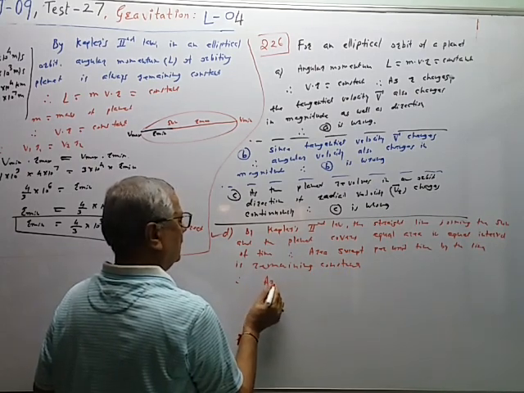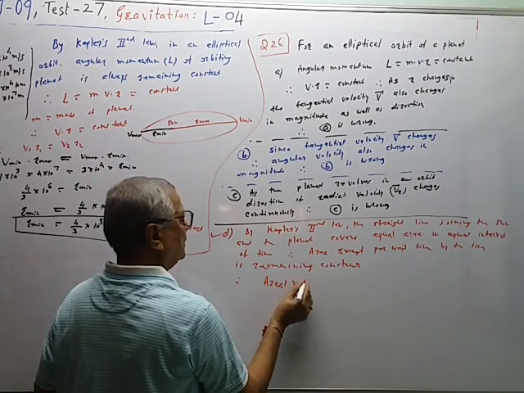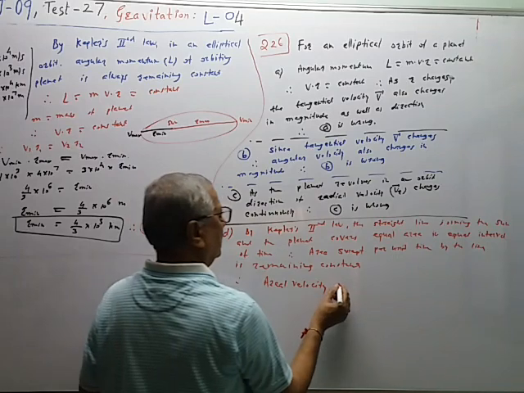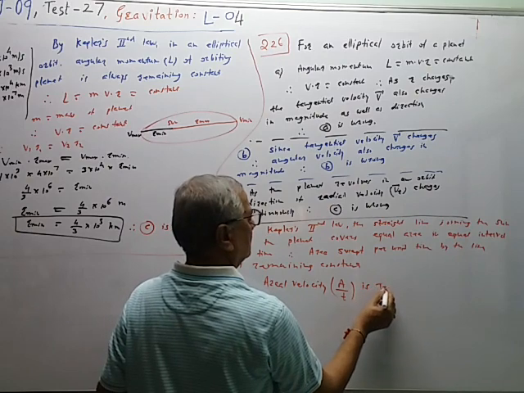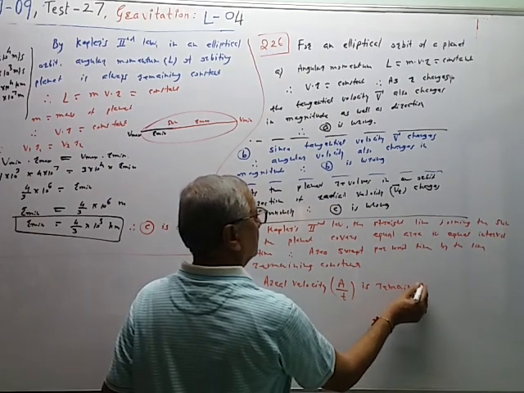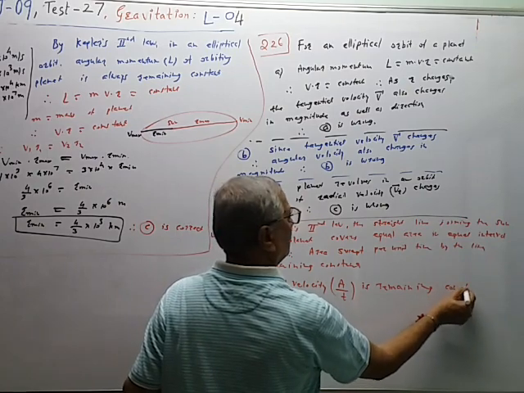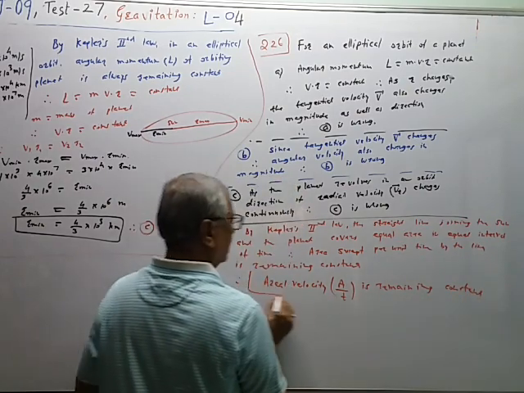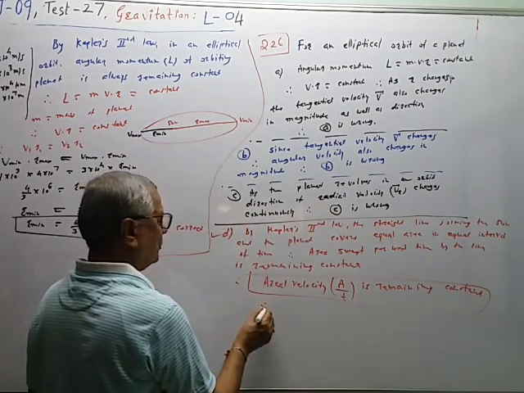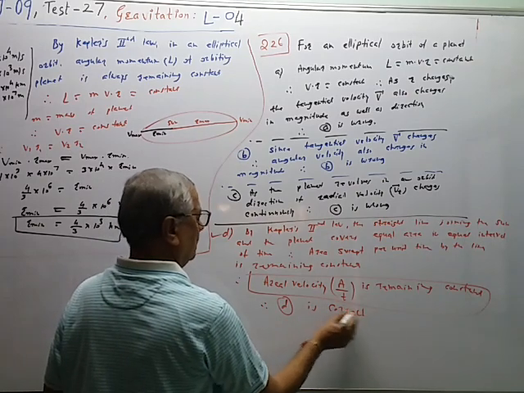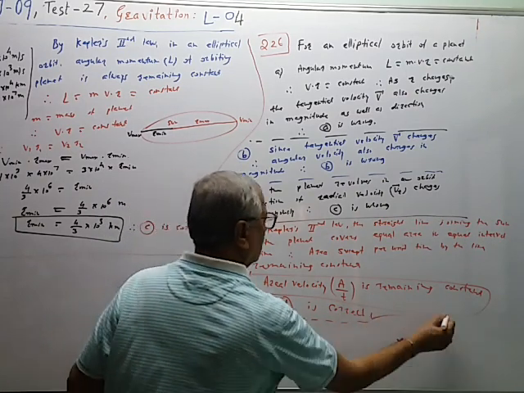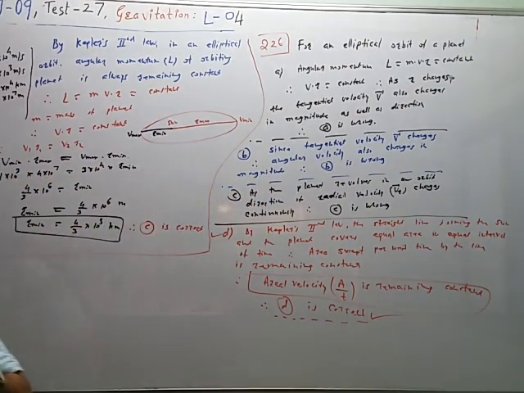Therefore, aerial velocity A by T is remaining constant. So this is the correct choice. Therefore, D is correct. So out of 4 choices, only D is correct, and it is this second law of Kepler.